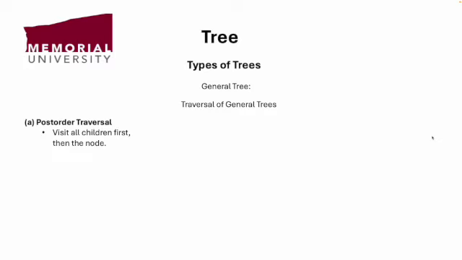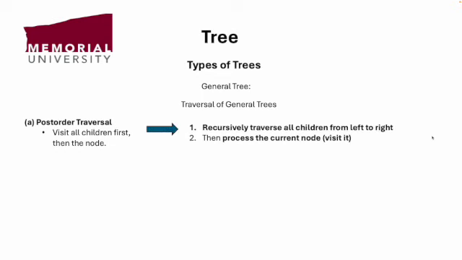Okay, post-order traversal. Visit all the children first and then the node. Let's convert it into the programming methodology way to describe. This is: recursively traverse all the children from left to right and then process the node. From left to right, from bottom to up. Kind of, up and down, they're different.